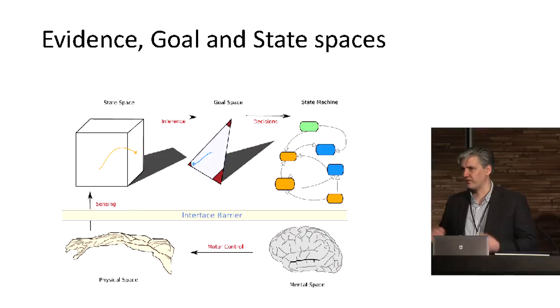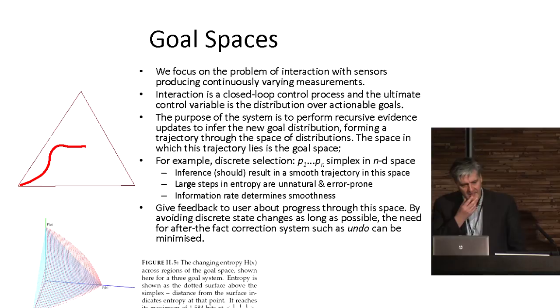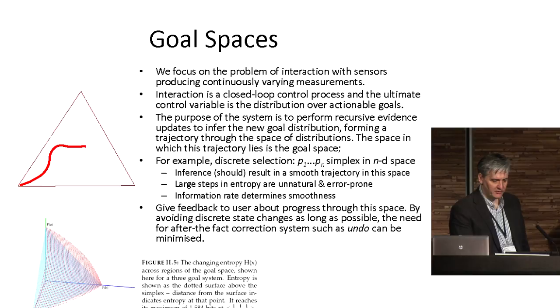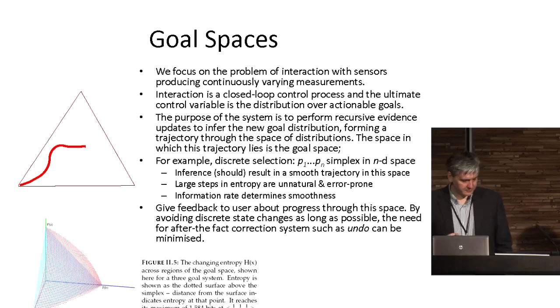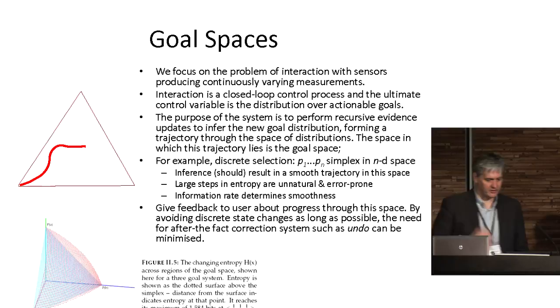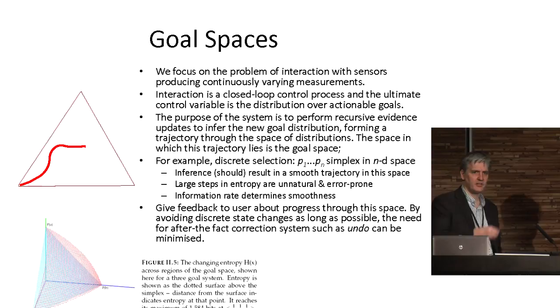So looking at an example where you've got sensors providing continuously varying measurements, you're trying to drive this state towards one of these vertices, because that's associated with a decision. You've got the maximum entropy here, and you're trying to minimize that. But one of the guiding principles is, once you know the channel capacity of your input, you shouldn't be able to change the entropy of the overall decision faster than that bit rate. That should be an upper limit.